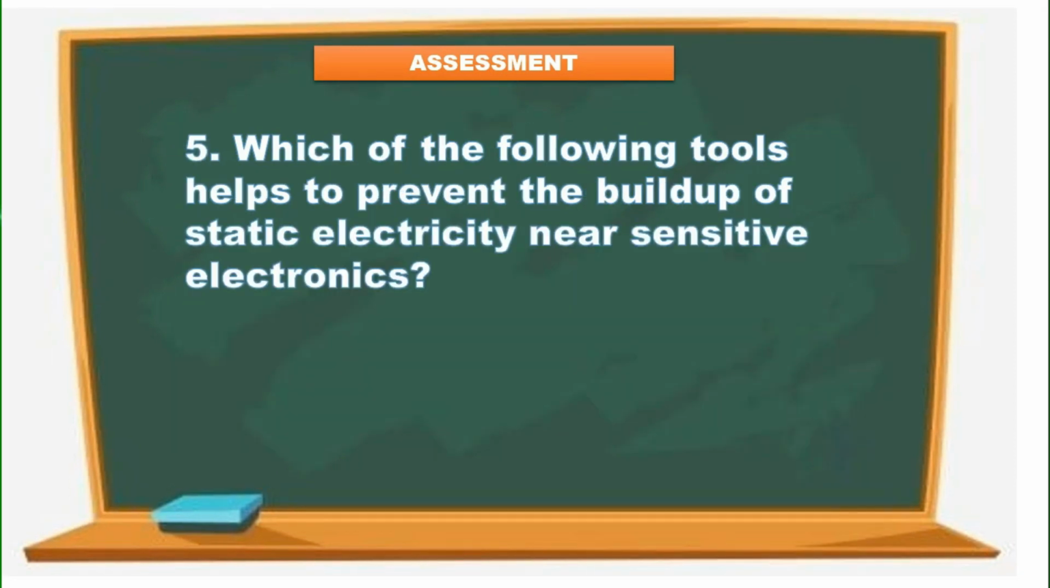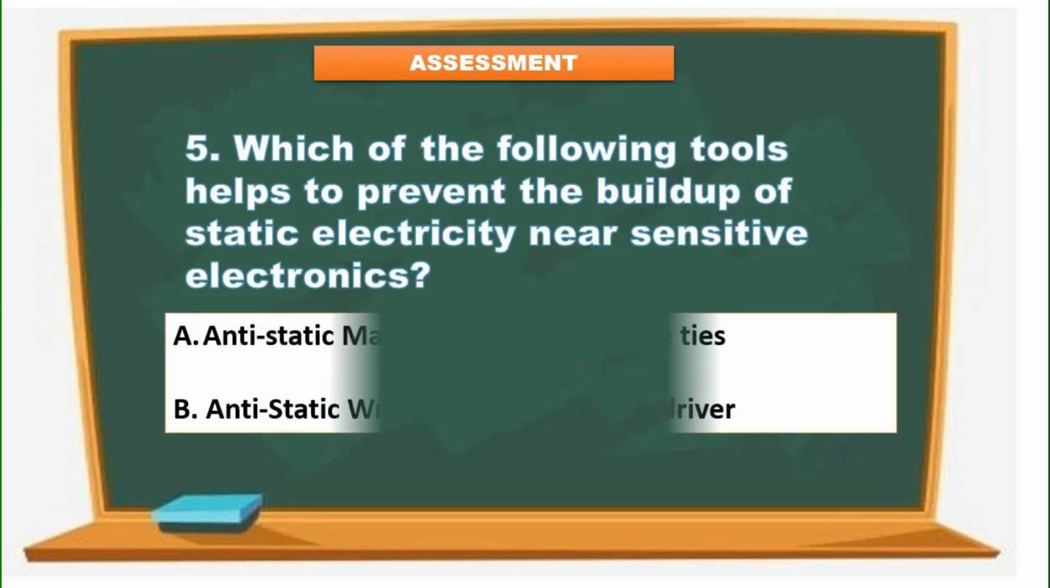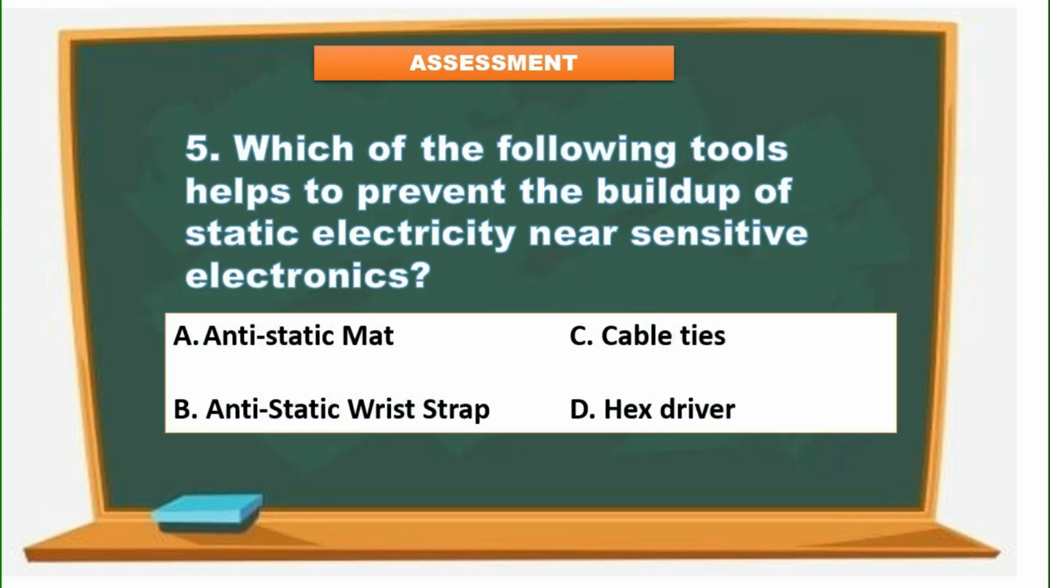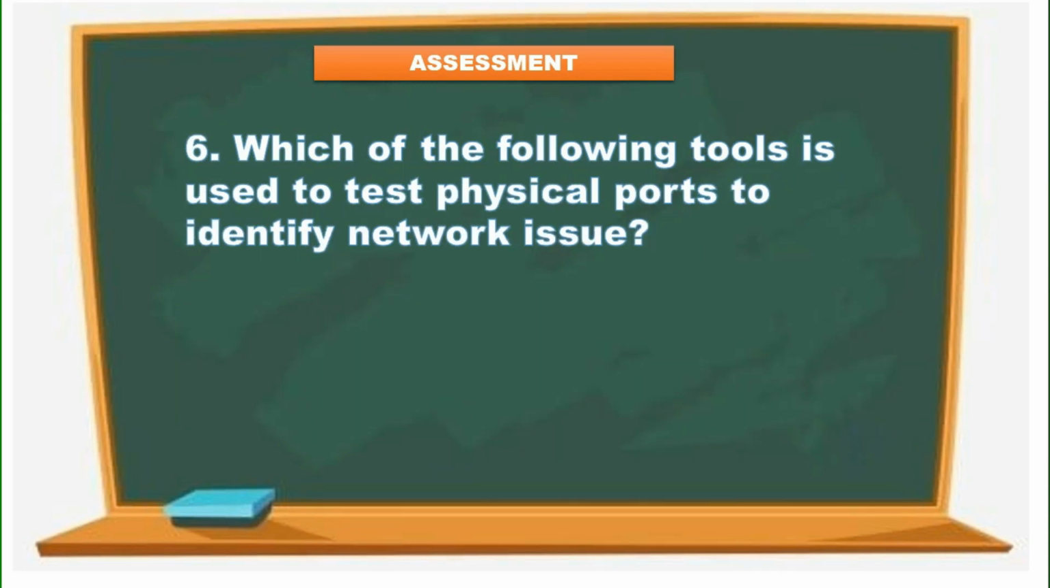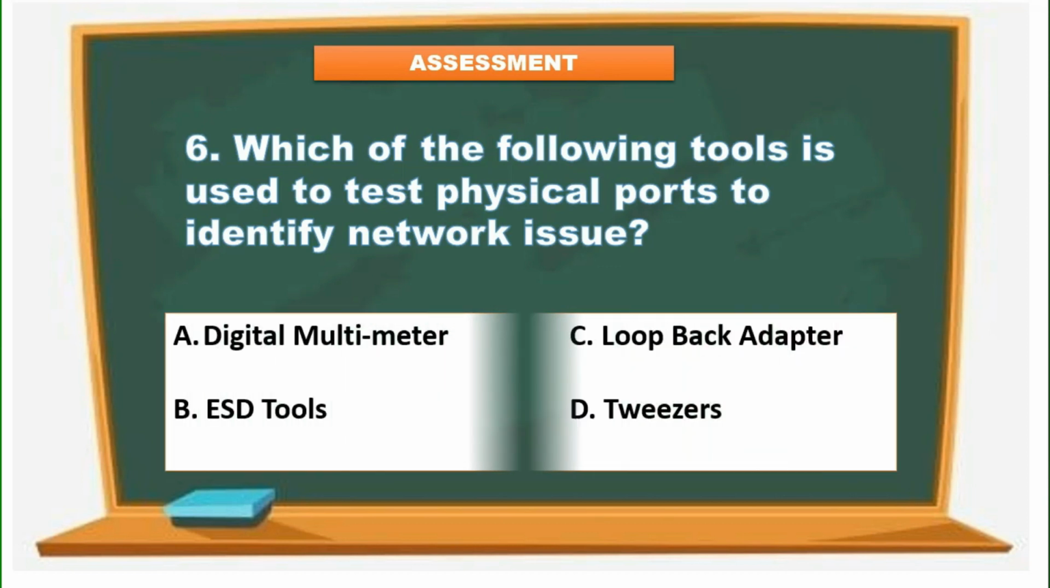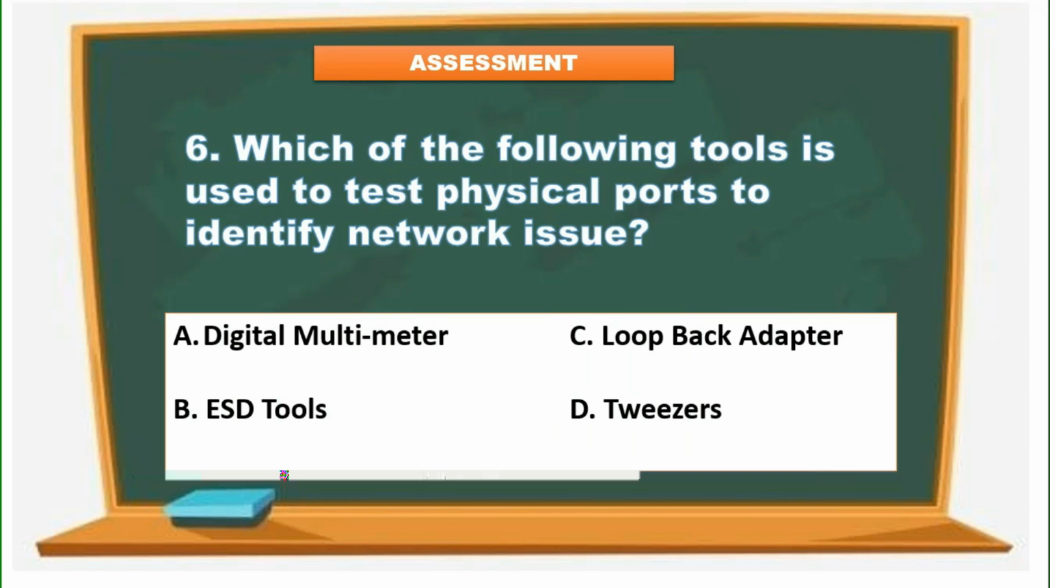Number 5. Which of the following tools helps to prevent the buildup of static electricity near sensitive electronics? A. Anti-static mat. B. Anti-static wrist strap. C. Cable ties. D. Hex driver. Number 6. Which of the following tools is used to test physical ports to identify network issues? A. Digital multimeter. B. ESP tools. C. Loopback adapter. D. Tweezers.